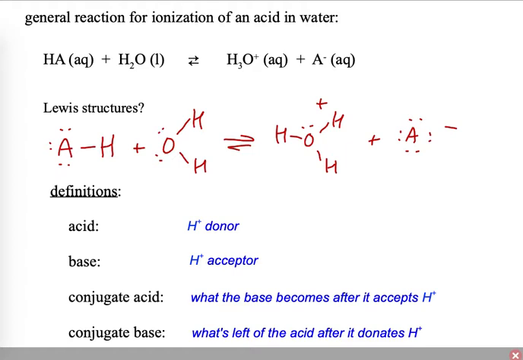In this reaction, clearly HA is the acid, water is the base. Hydronium is what the base, water, became after accepting H+, therefore it is the conjugate acid. A- is clearly what's left of the acid after it's given away H+, so A- is the conjugate base. So a skill is to look at a chemical equation representing a proton transfer reaction, that is a Bronsted-Lowry acid-base reaction, and label the four components.